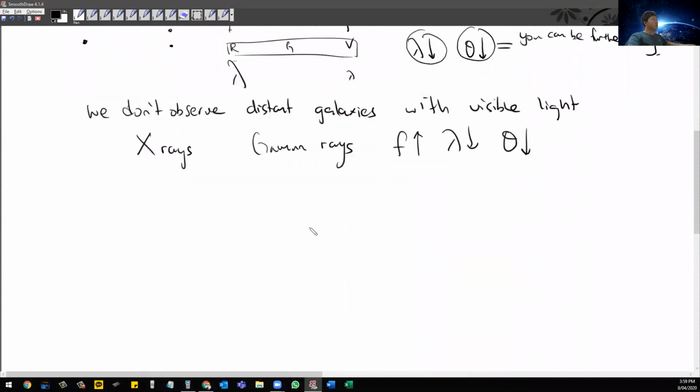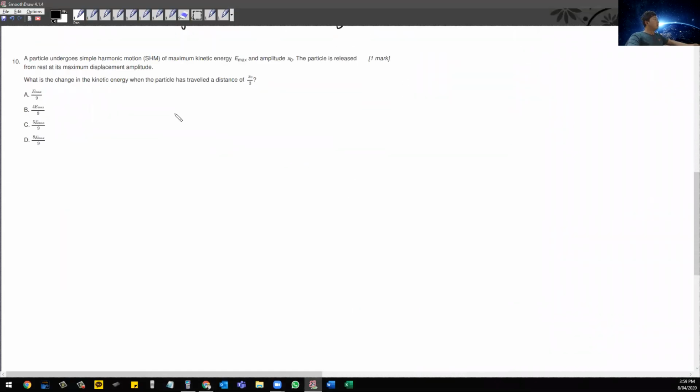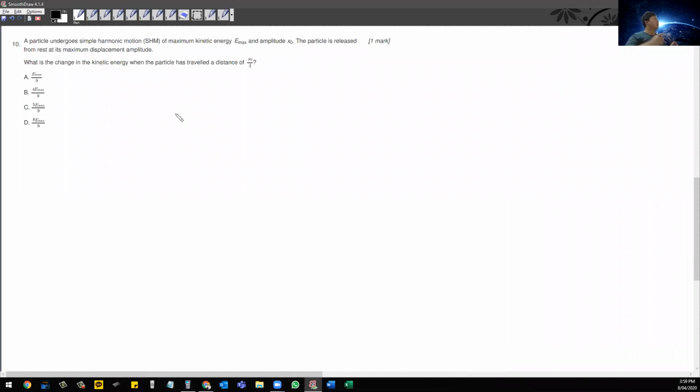So moving on to question 10. It says a particle undergoes simple harmonic motion and the maximum energy is E max and the amplitude is x naught. The particle is released from rest at its maximum displacement amplitude. What is the change in the kinetic energy when the particle has traveled a distance of that much?